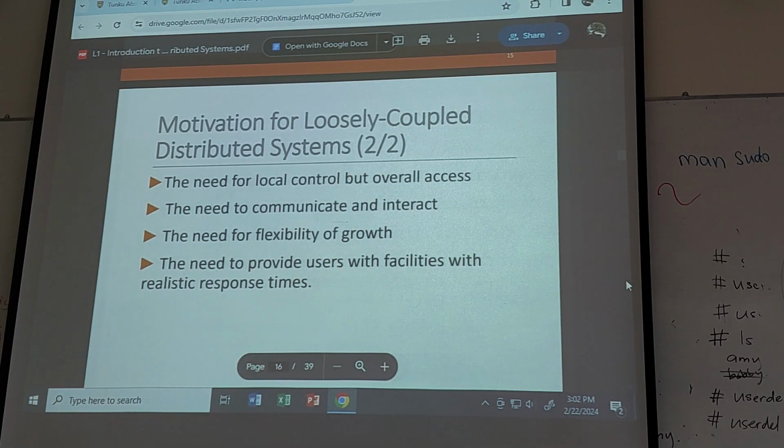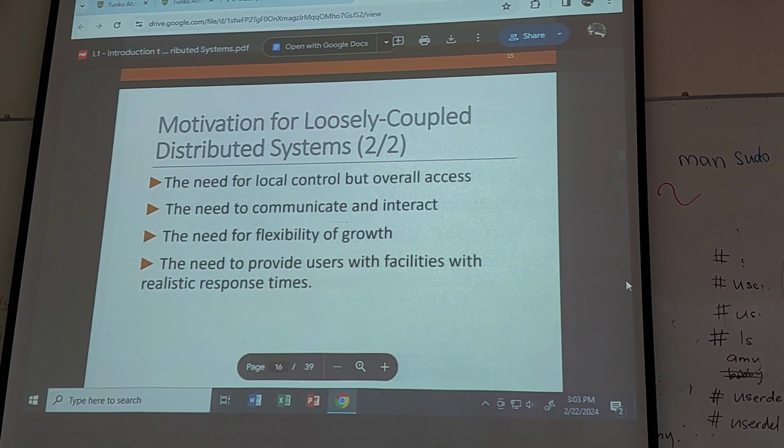Okay, another motivation for going into loosely coupled distributed system is that you need to have a local control, so that you can prevent hackers from hacking into your system. Okay? So of course, you need to get somebody to do this authentication job and all that, right?